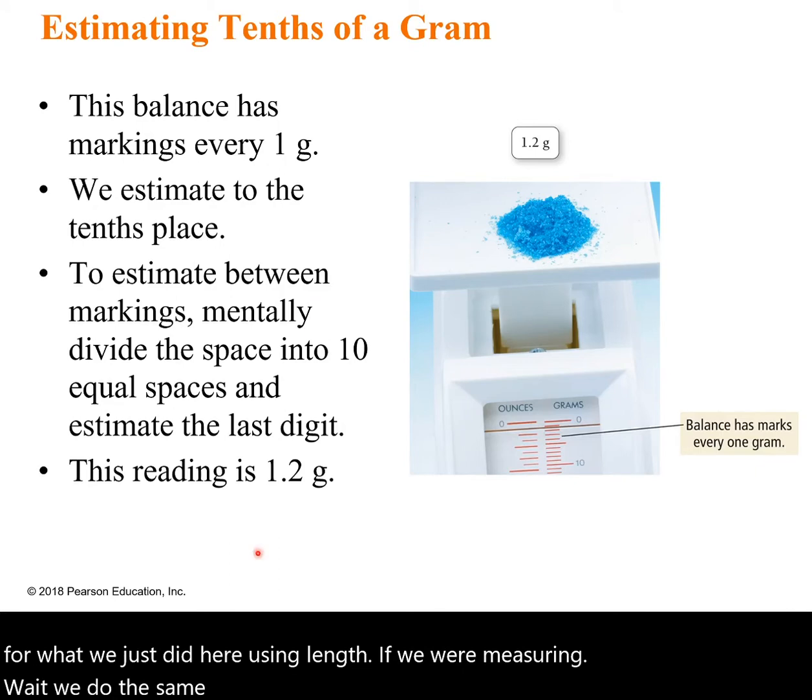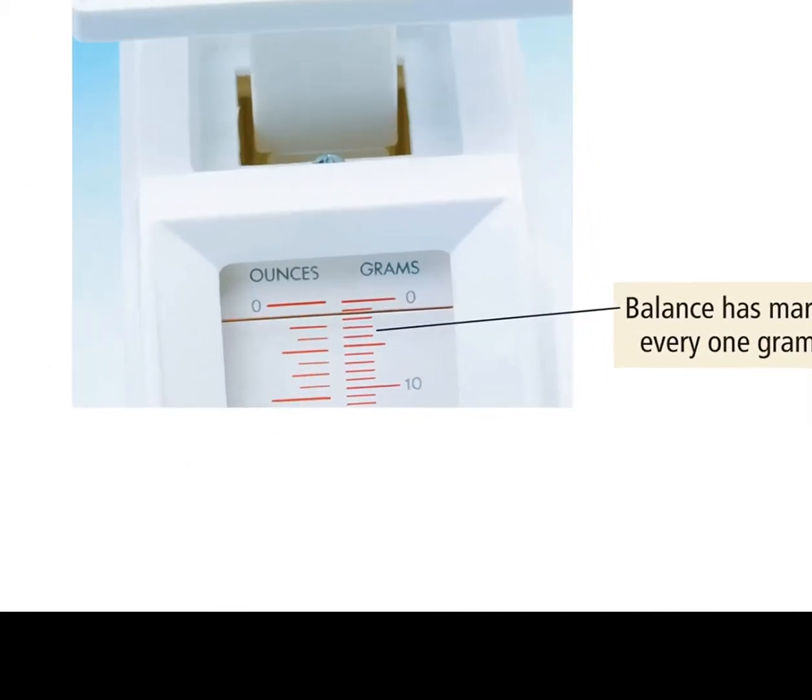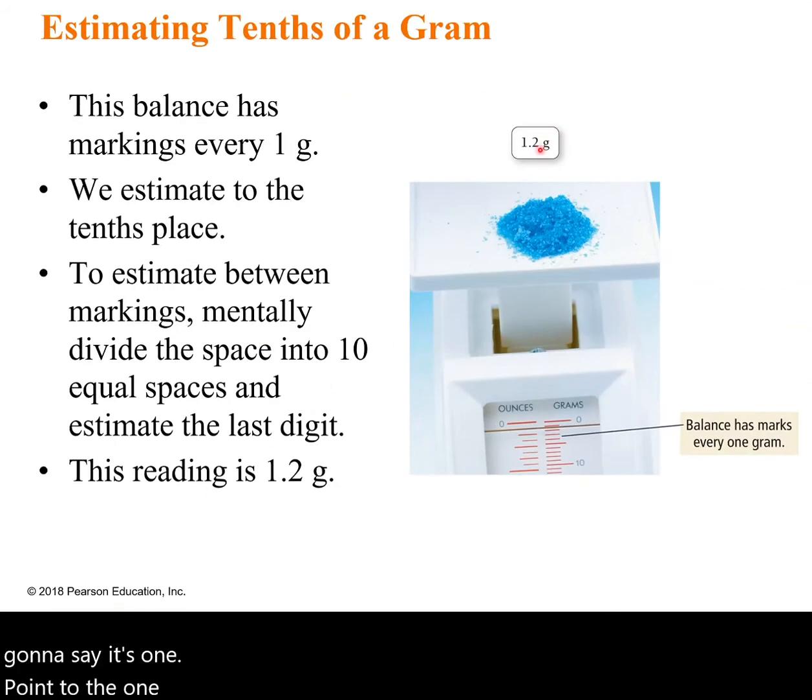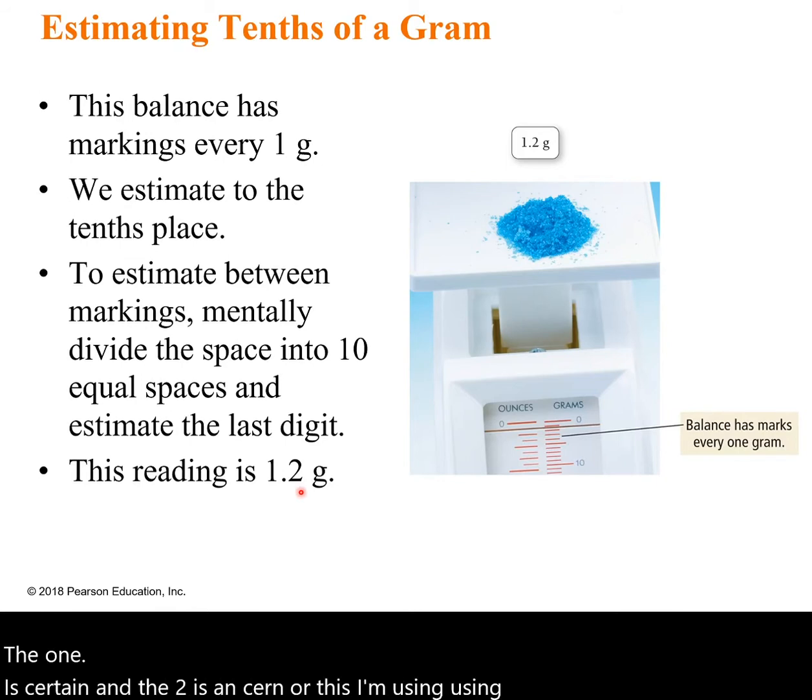Notice right here, let me zoom in. It is 1, and it's just slightly above 1, right? It's on 1 right there, and it's slightly above 1. So I'm going to say it's 1.2. The 1 itself is certain, and the 0.2 is uncertain. This is if I'm using a somewhat basic balance like this.